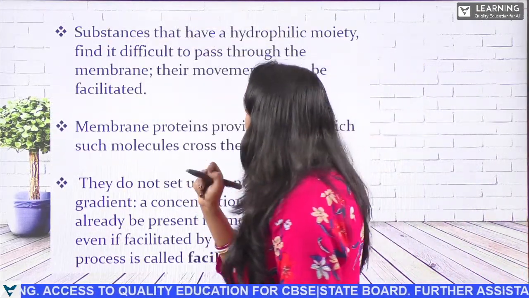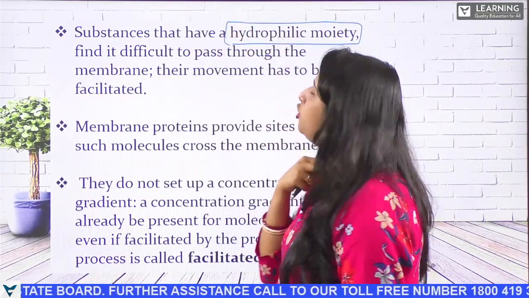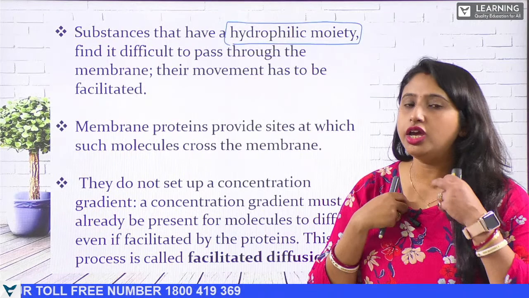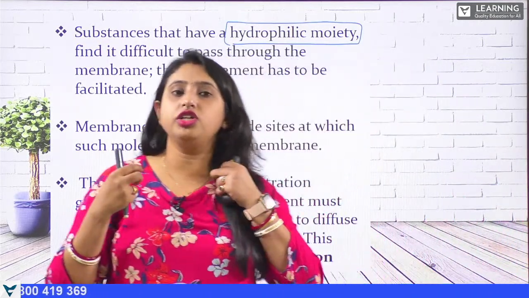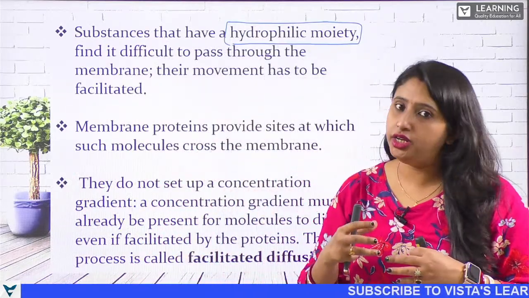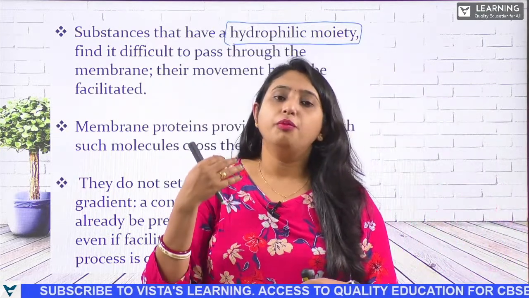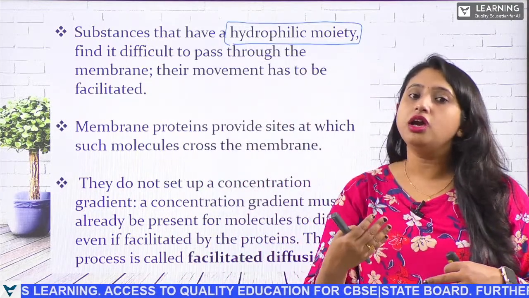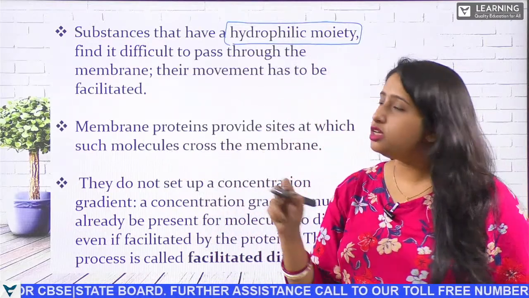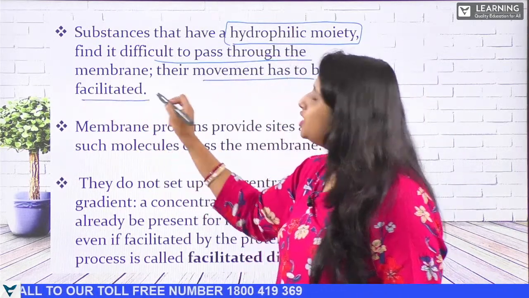Now next, the substances that have a hydrophilic moiety. What do you mean by hydrophilic? Hydrophilic means water loving. So there are some substances which love water. They will get attached to the hydrophilic moiety, so they won't be moving further. They also require some help to cross the membrane. They find difficulty to pass through the membrane, and their movement has to be facilitated.